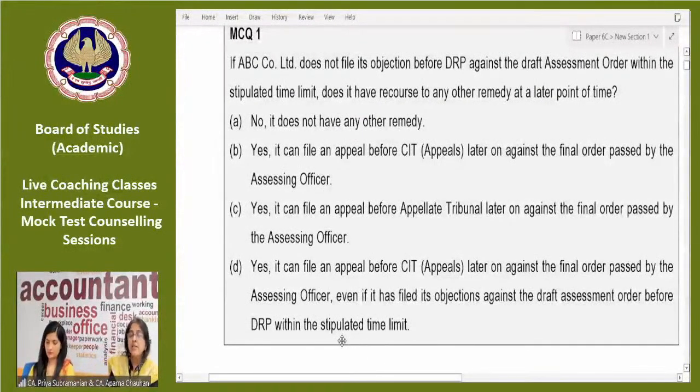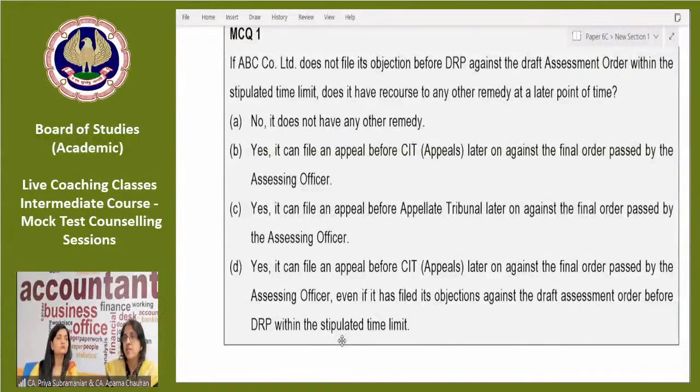See, if the assessee has filed his objections before the DRP, DRP has issued directions, and AO passes an order, that final order is appellable only before the appellate tribunal. But if the assessee chooses not to file objections before the DRP, then it has the option to file an appeal before Commissioner Appeals against the final assessment order, because in such a case, it has not objected to it at all at the initial stage. So it can file an appeal to the Commissioner Appeals.